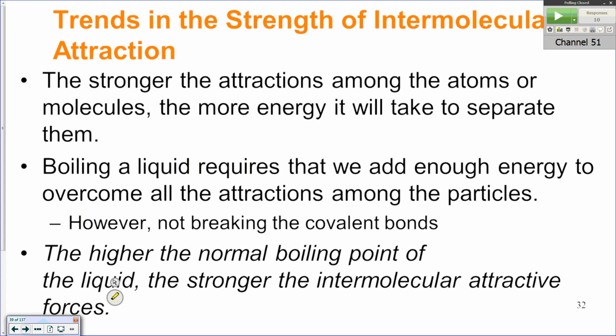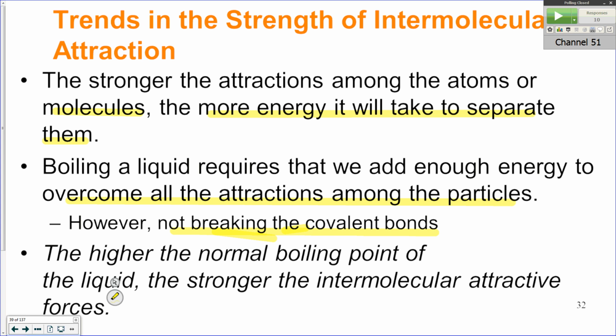Now, when we think about the trends, and that's one of the things we want to be able to predict, we can tell something about the strength of these intermolecular forces based on the shape or the attractions that exist because of shape and separation of charge in molecules. And it's going to take more energy to pull things apart. The boiling point of a liquid is when we add enough energy to overcome the attractive forces between the particles and we separate them into individual gaseous molecules. But we're not breaking bonds, so it's not taking the amount of energy needed to break the covalent bonds between atoms.